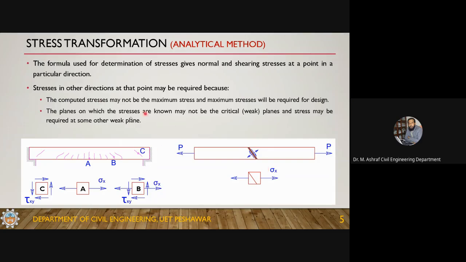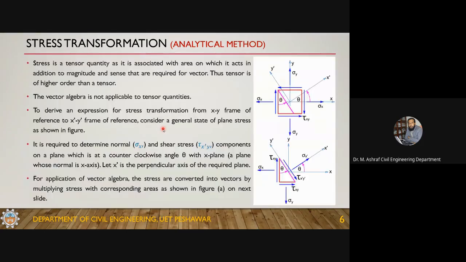This is the case in which we may require the stresses at some other plane. Okay, and this problem is also in our today's lecture, maybe if we are able to complete this in today's lecture. So this is why we require to calculate stresses at some other orientation, or in some other direction. Now let's talk about the formulation of the stress transformation.